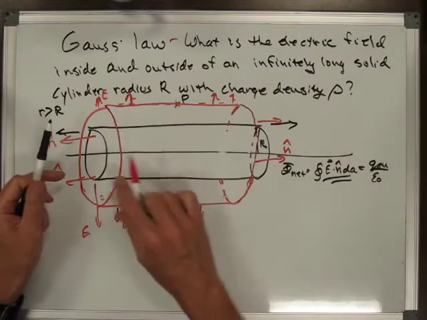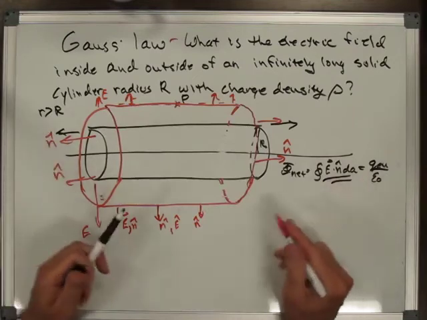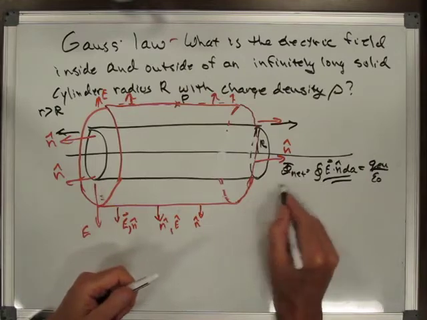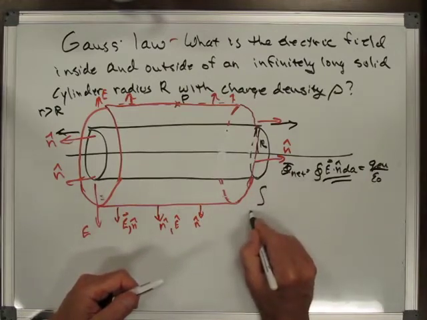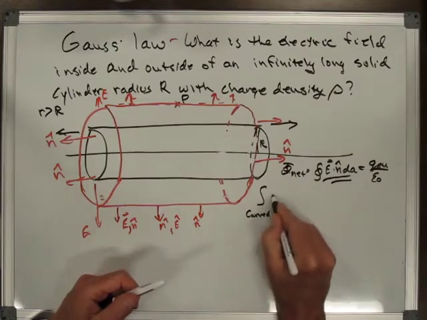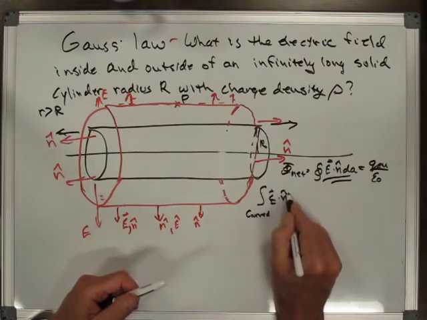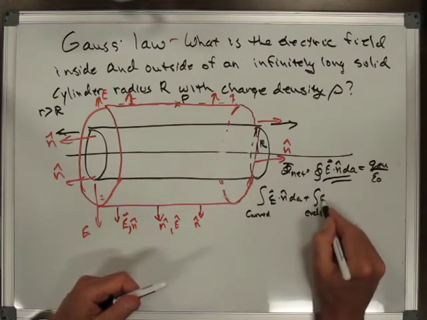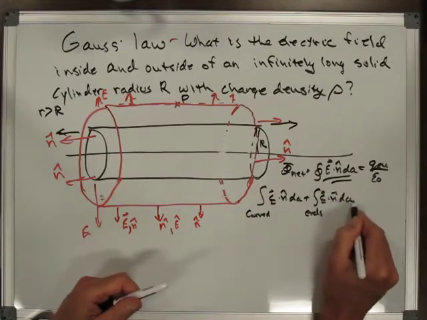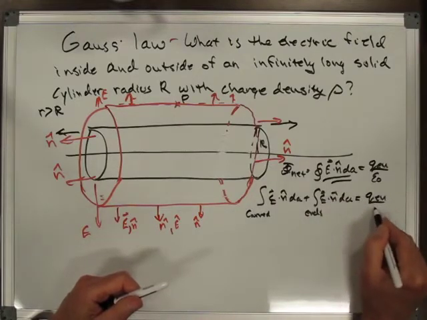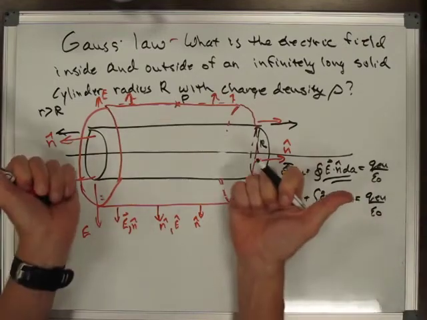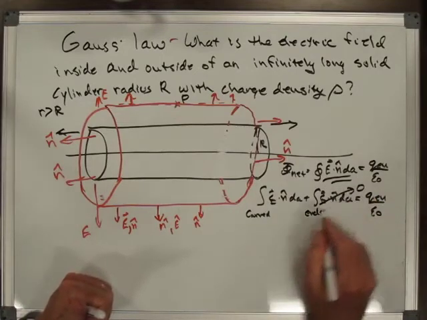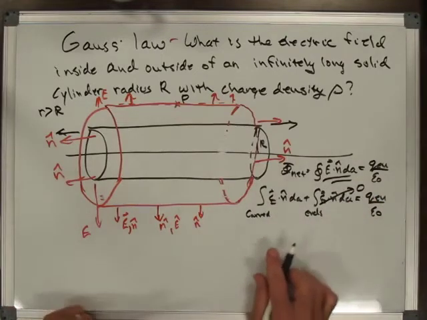And so on the flat part, E dot n hat is 0. So if I write this, I'll drop off the flux since we're not evaluating. I can say, look, this integral becomes the integral over the curved part of E dot n hat dA plus the integral over the ends of E dot n hat dA is equal to Q enclosed over epsilon naught. And again, on the ends, n hat points this way, and the electric field points this way, and so this guy is just 0. And so that leaves me with the electric field over the curved part.